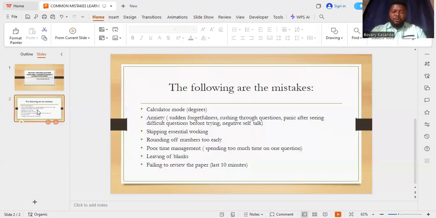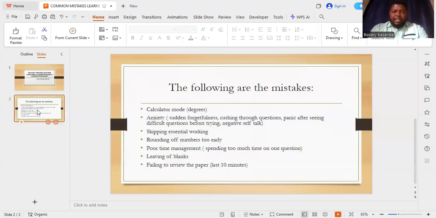So what you do is, once you enter an exam room with a calculator in degree mode, sit down, say a small prayer, jot down the questions that are simple that you're going to start with. And always remember the aspect of numbering the questions that you've started with.